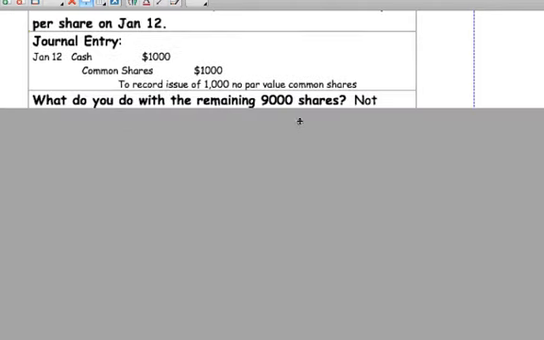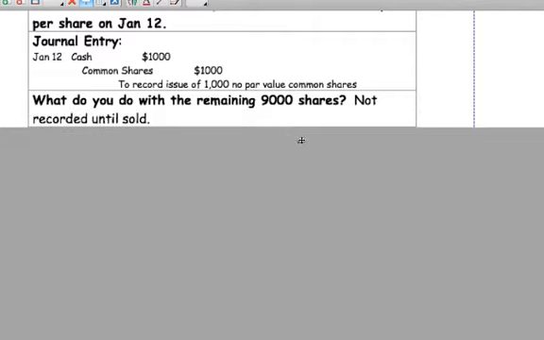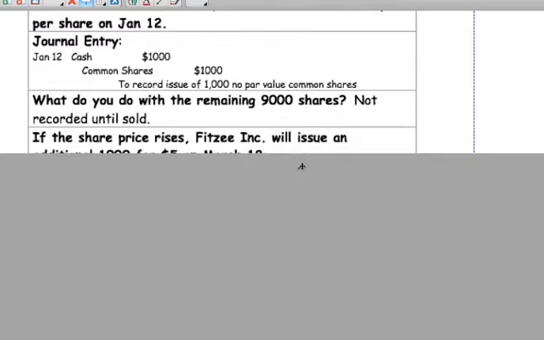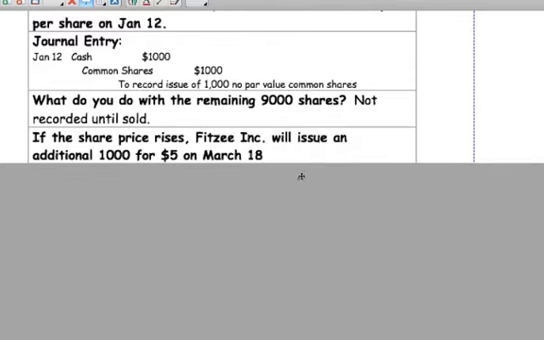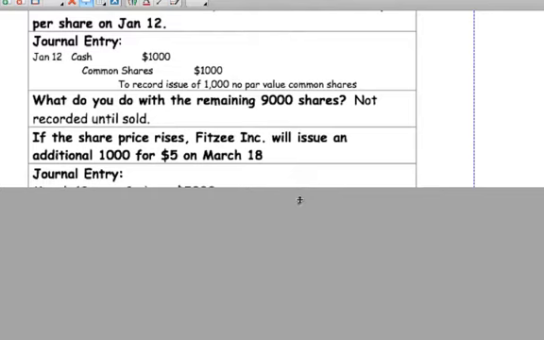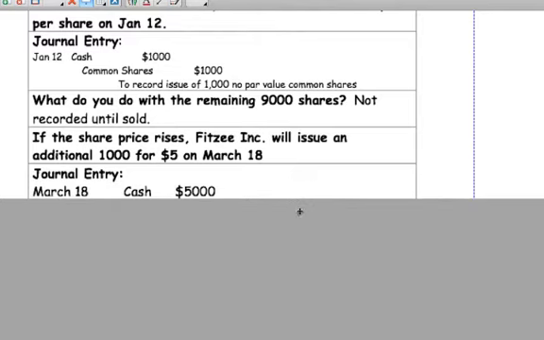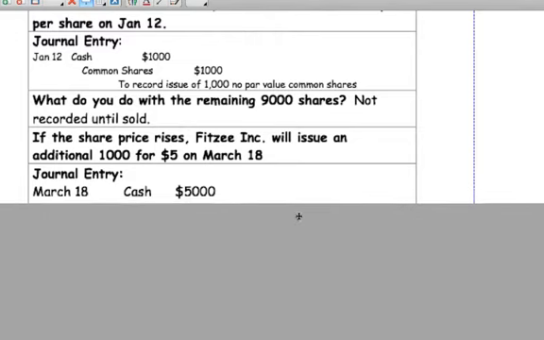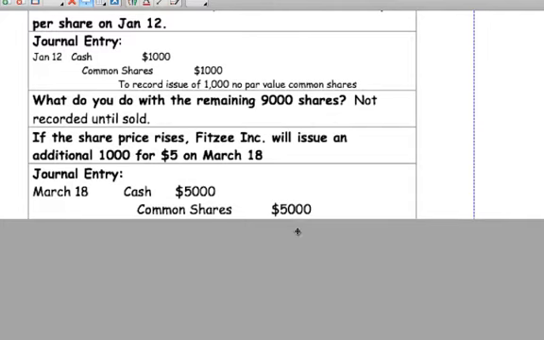Okay, question for you. What do you do with the remaining 9,000 shares that you didn't sell? Well, the answer is you do nothing. You do nothing until you do sell them. Now, if the share price rises, Fitzy Incorporated will issue an additional 1,000 shares for $5 on March 18th. So what will that journal entry look like? On March 18th, we made $5 per share this time, so it was 5,000 for the 1,000 shares. And again, it's common shares because these are no par value shares. So everything goes into the common shares account.